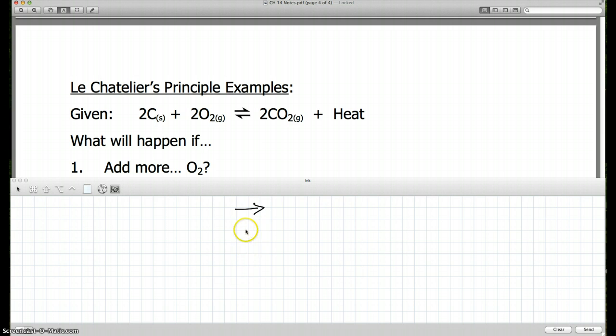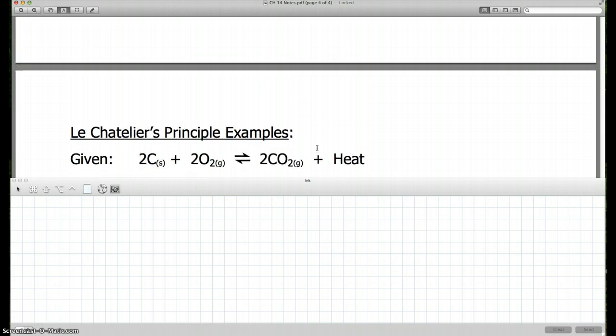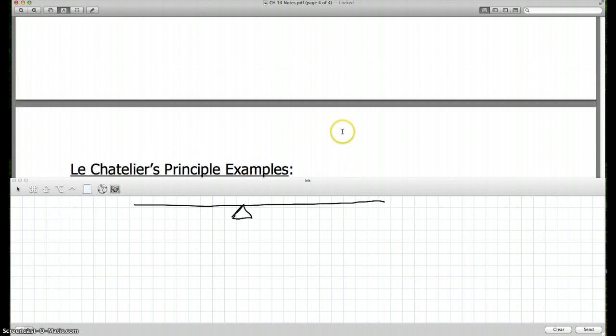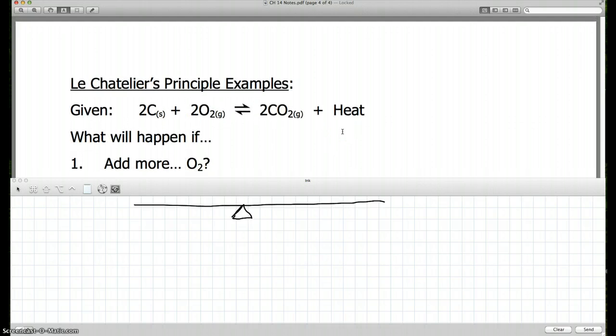Now, another way to think of this is kind of using a teeter-totter trick. If I think of my chemical equation as sitting on a teeter-totter, the pivot is where the double arrow is. So on the left side of the teeter-totter, I have these two things. On the right side of the teeter-totter, I have the CO2 and the heat. So that previous question was, if I add more O2.